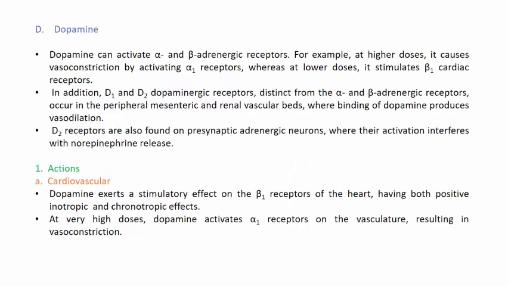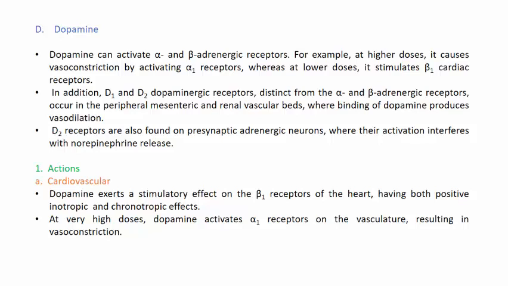Dopamine is the immediate metabolic precursor of norepinephrine, which occurs naturally in the CNS in the basal ganglia, where it functions as a neurotransmitter, as well as in the adrenal medulla. Dopamine can activate alpha and beta adrenergic receptors. So for example, at higher doses it causes vasoconstriction by activating alpha 1 receptors, whereas at lower doses it stimulates the beta 1 cardiac receptors.